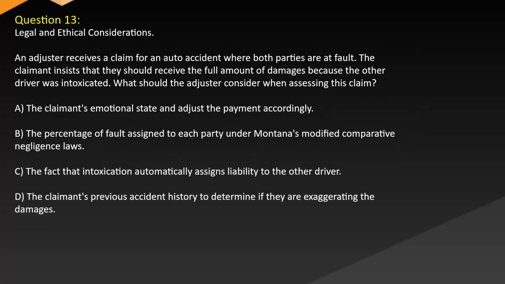Question 13. Legal and ethical considerations. An adjuster receives a claim for an auto accident where both parties are at fault. The claimant insists that they should receive the full amount of damages because the other driver was intoxicated. What should the adjuster consider when assessing this claim? A. The claimant's emotional state and adjust the payment accordingly. B. The percentage of fault assigned to each party under Montana's modified comparative negligence laws. C. The fact that intoxication automatically assigns liability to the other driver. D. The claimant's previous accident history to determine if they are exaggerating the damages.